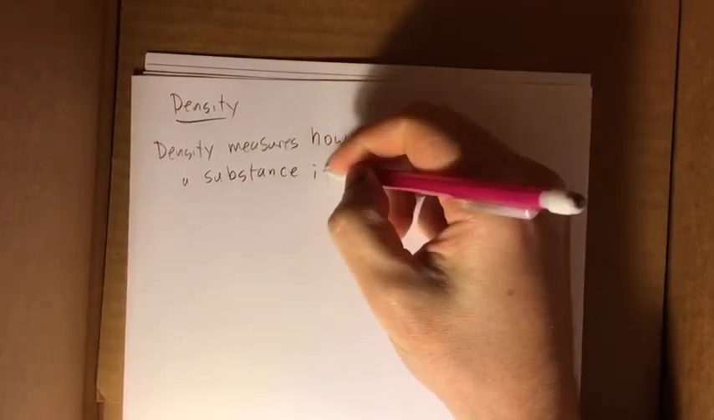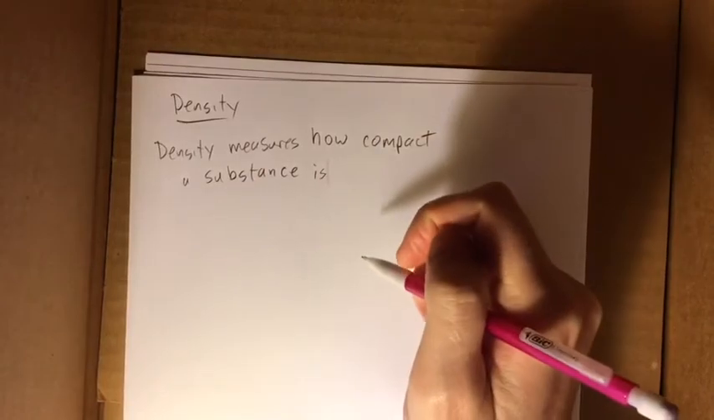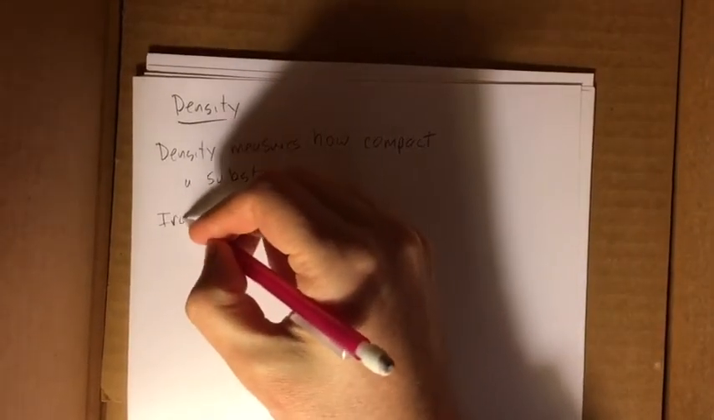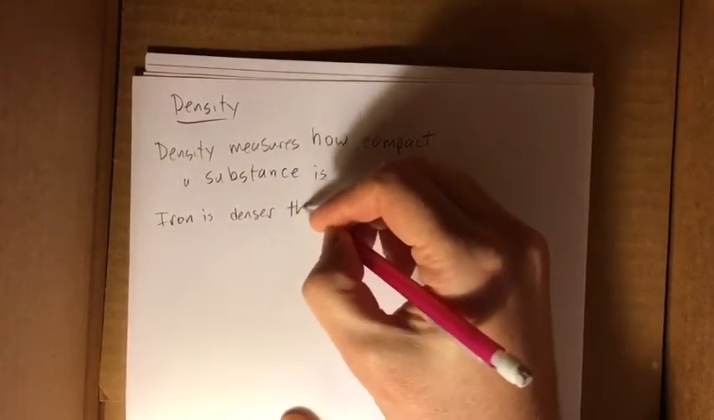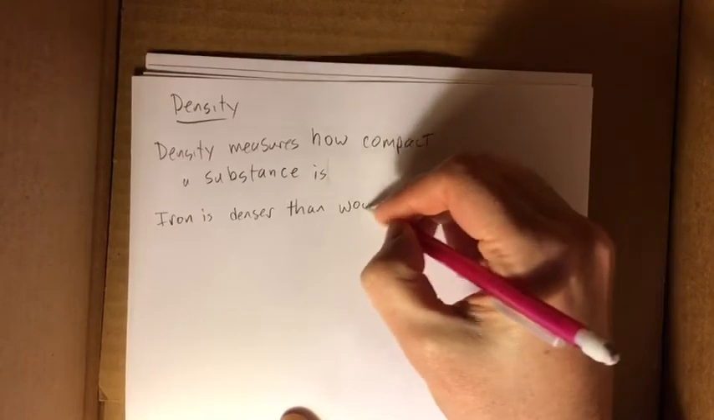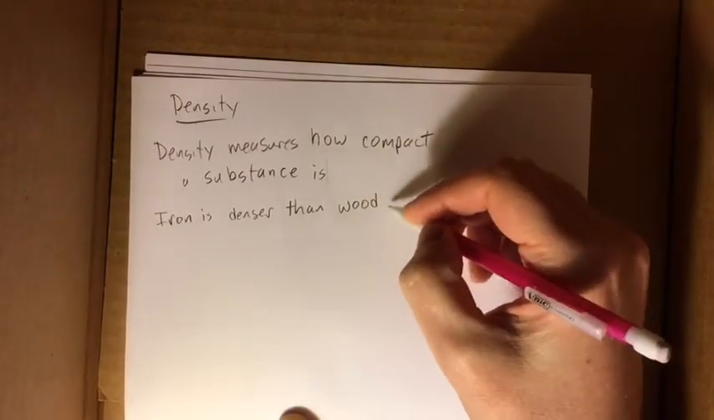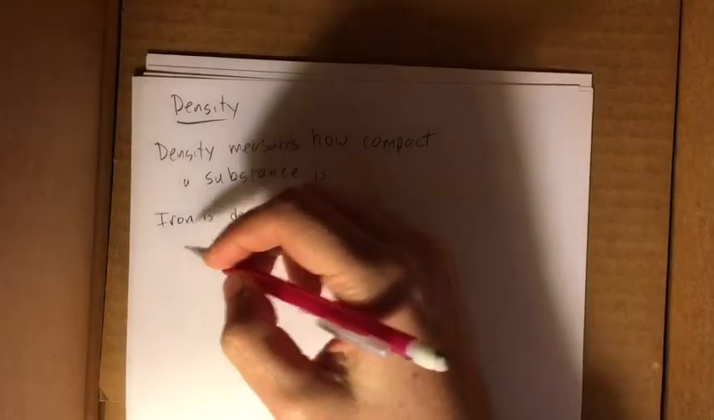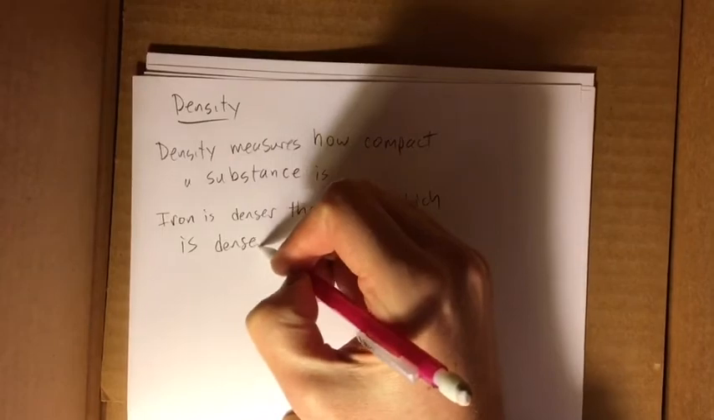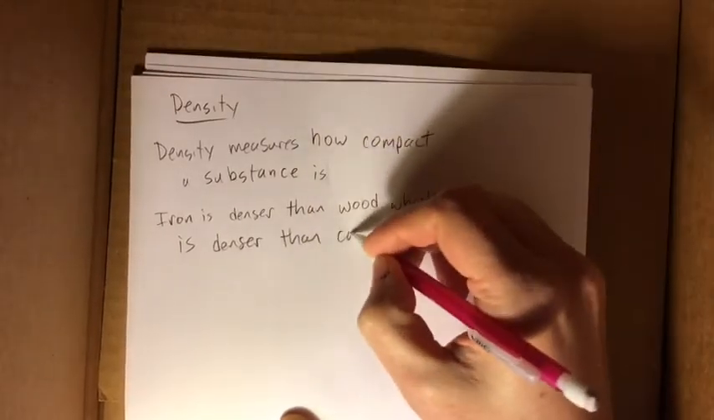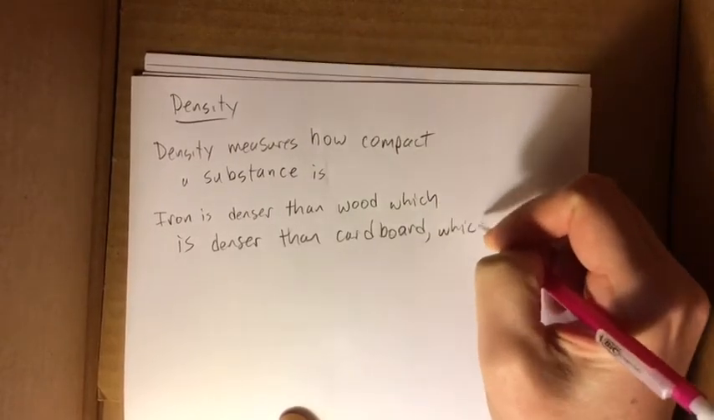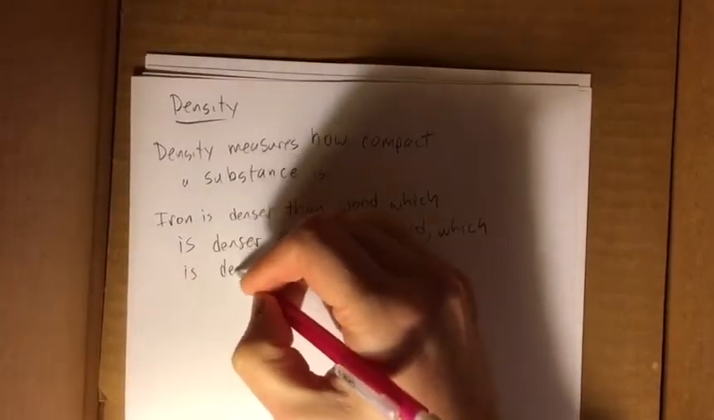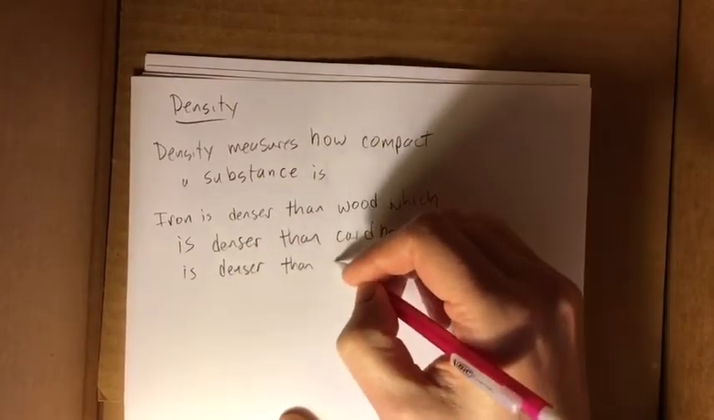So I think the easiest way to think about this is with a couple examples. For example, iron, a metal, is denser than wood, which is denser than, let's say, cardboard. Which is denser than air.